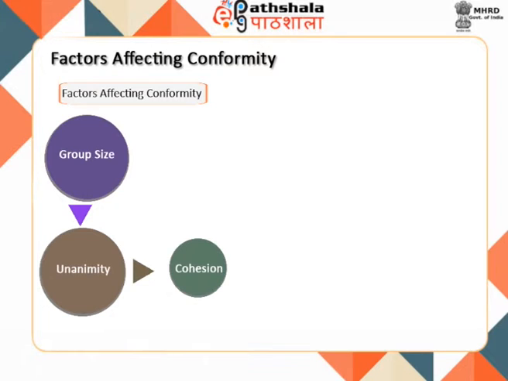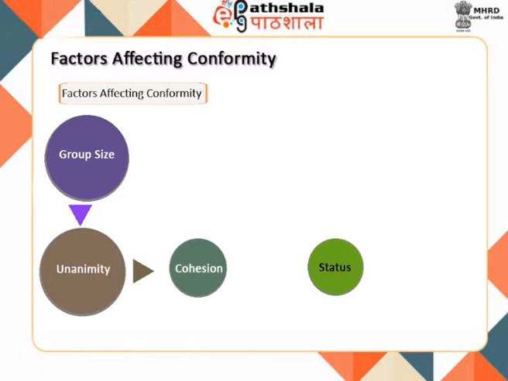Cohesion is the extent to which we are attracted to a particular social group and want to belong to it. Status is the evaluation of a role or a person by the group. In general, lower status people conform more than higher status individuals, but even high status people in some situations conform.